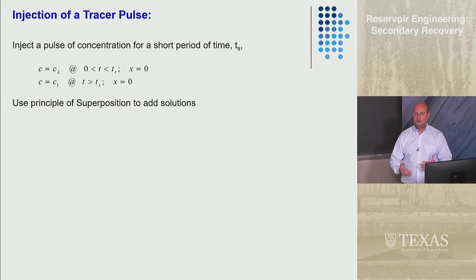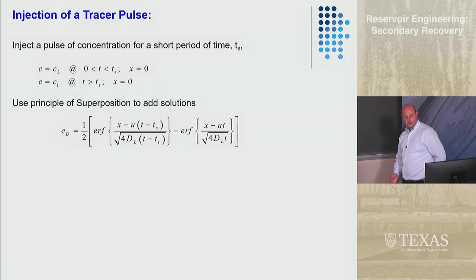And remember, superposition basically just means adding two solutions to each other. It's a mathematical technique that we can use to solve it. And what you have is a solution for this top part and a solution for the bottom part. We won't go through all the ugly math, but basically this is your solution. So you get this error function, and you get x minus u t minus ts, and then you get this square root over here, and then you get another error function term over there.